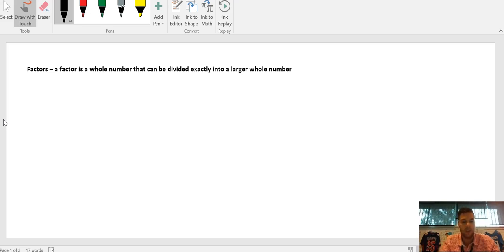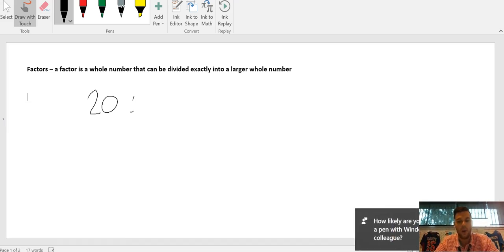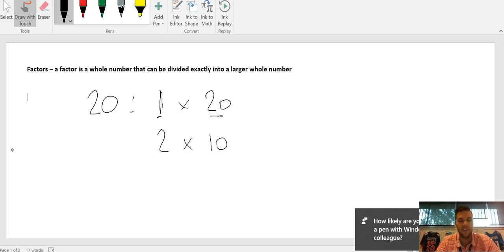So let's start with just a bit of an example. If I have the number 20, what are all the factors of 20? We've got to think about what numbers go into 20. First of all, we know 1 is a factor of 20, because 1 times 20 equals 20. So there's your first two factors, 1 and 20. The second factor we can look at is, because it's an even number, 2 must go into it. So 2 times what equals 20? We should know that 10 is also a factor.